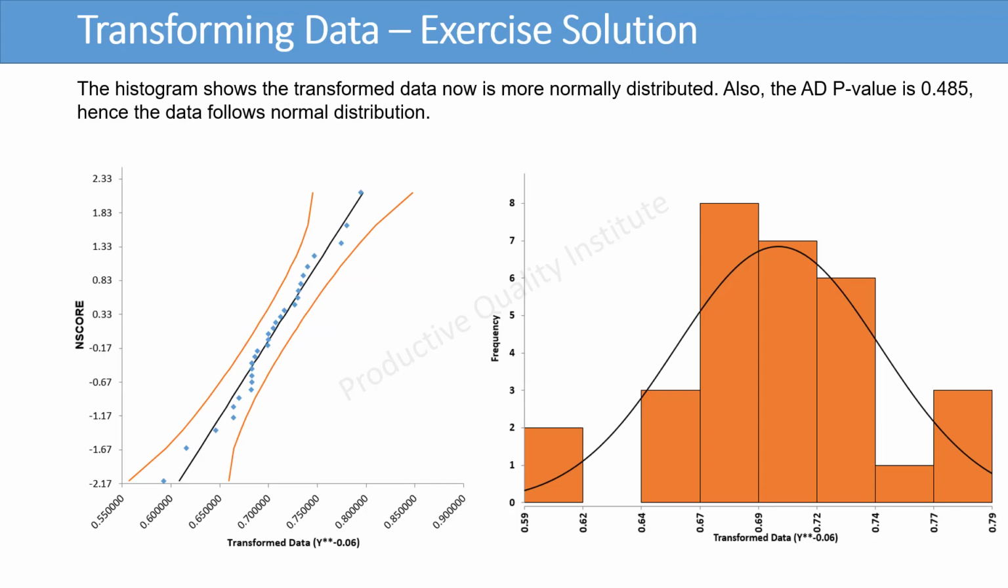The histogram and normal probability plot show the transformed data is now more normally distributed. Also, the AD p-value is 0.485, which is greater than 0.05, hence the data follows normal distribution.